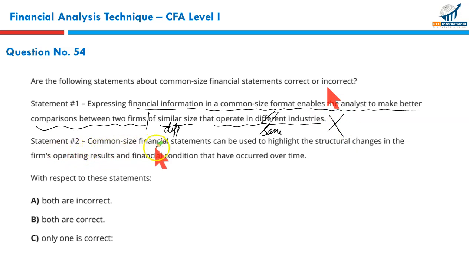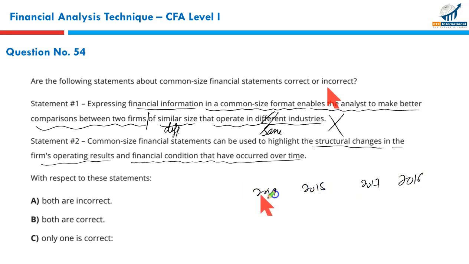Statement 2. Common size financial statements can be used to highlight the structural changes in the firm's operating results and financial conditions that have occurred over the time period. That's absolutely right. If your financial statements are analyzed horizontally from 2016 onwards to 2019, 20 and 21, you will see a pattern of your incomes and expenses, capital structure, current assets, current liabilities. This is true. Structural changes, operating results, financial conditions, the change over time can be seen through horizontal analysis. It's a correct statement.